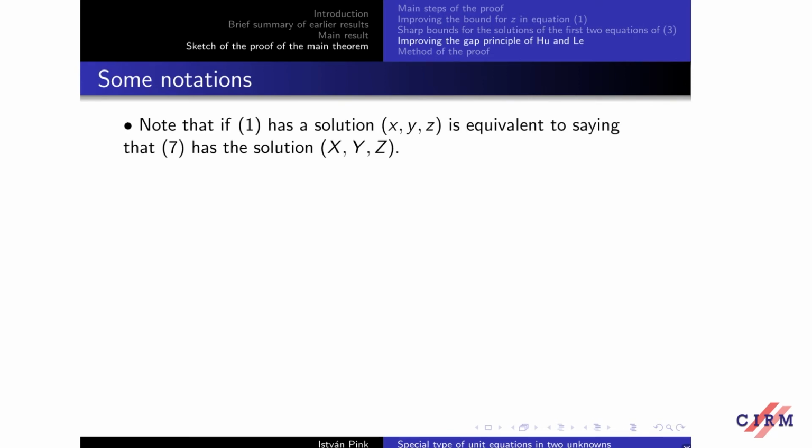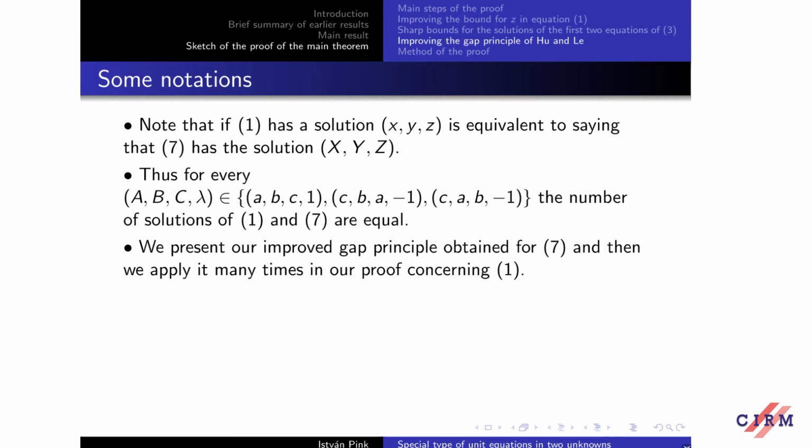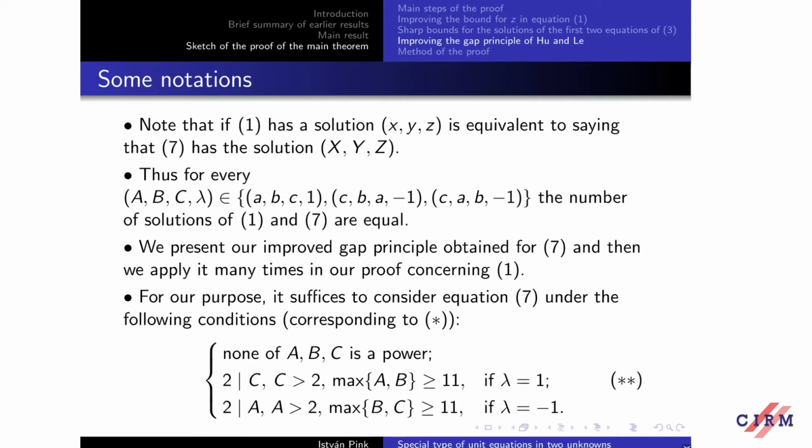And the point is that if our original equation has a solution, this is equivalent to saying that equation 7 also has a solution. Moreover, for every possible tuple, the number of solutions of 1 and 7 are equal. And now we present our improved gap principle obtained for equation 7, and then, as we did in our paper many times, we applied it in our proof concerning equation 1.